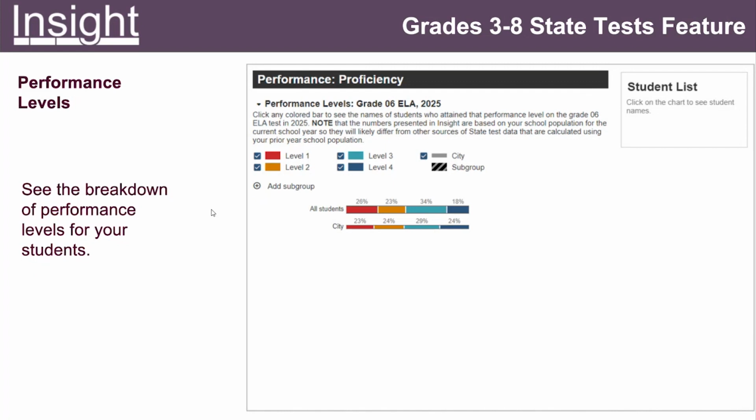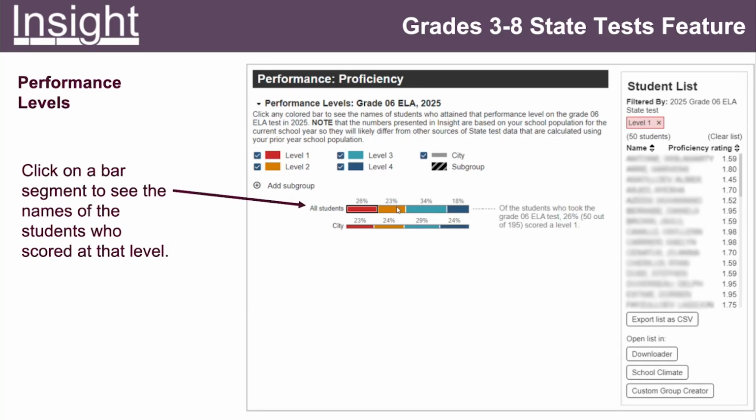This is the last visualization on this state test math ELA feature, which is performance proficiency. This chart will be available probably after your students promote or graduate, because it depends on when we got the data from the state. It gives you the performance level, obviously level 1, 2, 3, 4, compared to your comparison group. You can see the breakdown.